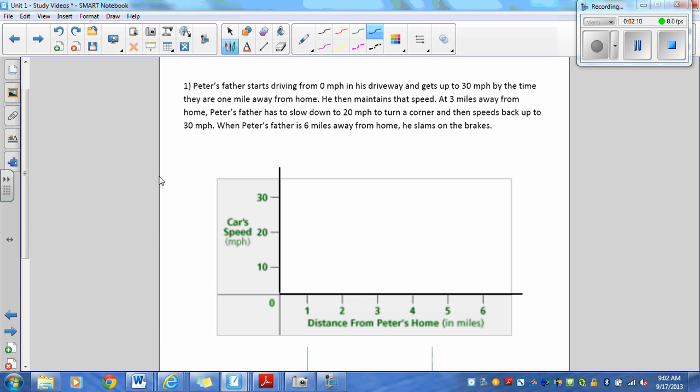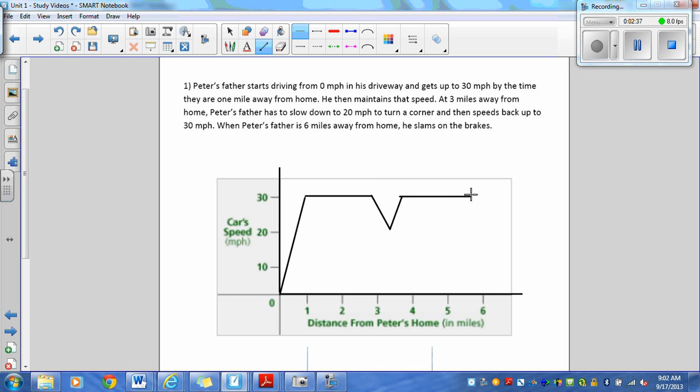I would like you to pause the video and sketch this graph. Go ahead. Alright, so you should have a sketch on your paper that looks like this. From 0 to 1, he increases up to 30. He maintains that speed. You have a constant speed until 3, and then you dip down to 20. You go right back up to 30, and you stay there until 6 miles, and he slams on his brakes, so he goes down to 0.